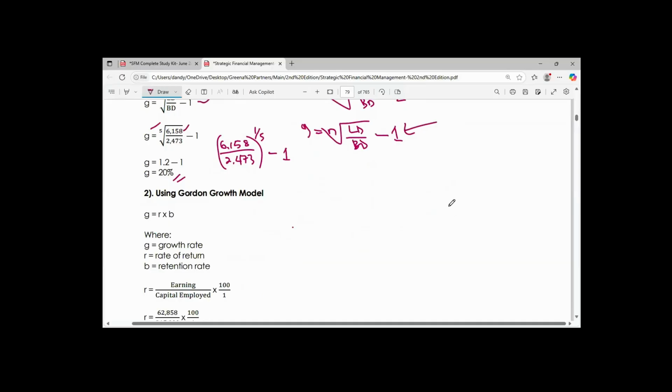Therefore, to get your growth rate, g equals return on capital employed multiplied by the retention rate. R is the return on capital employed, and b is the retention rate. You can call it return on capital employed, return on investment, or rate of return, whatever you want to call it, it is the same thing.